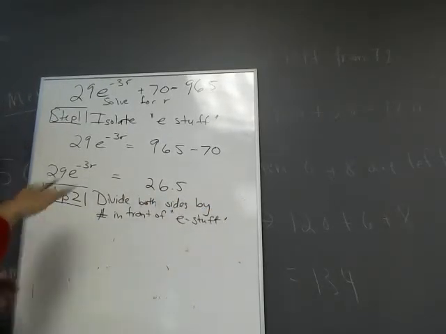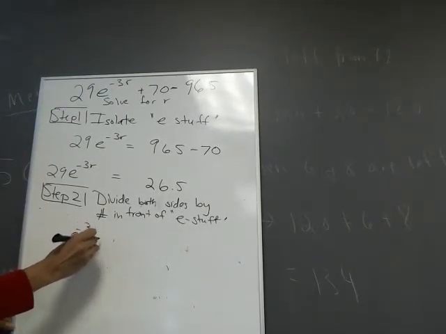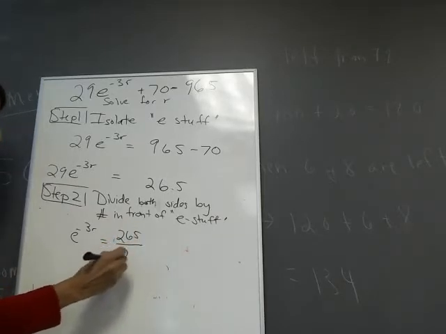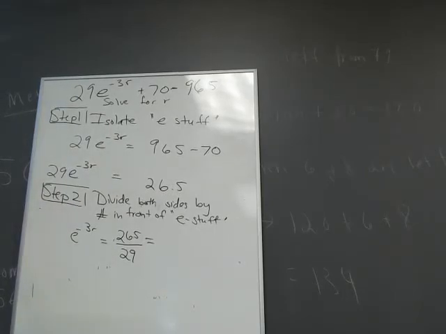Whatever number's in front of the E stuff, it just goes on the other side. So I get E to the minus 3R equals 26.5 divided by 29. I don't have a calculator, and you have these nice TIs in front of you, so give me that number. 0.91379. Okay, let's do 0.91.